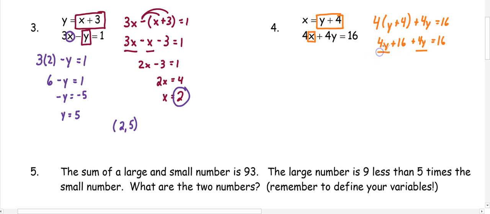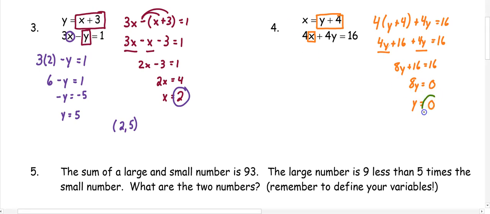So when I distribute, I get 4y plus 16 plus 4y equals 16. So we have two y terms that we can combine together to get 8y plus 16 equals 16. So in order to get y by itself, I'm going to subtract 16 from both sides. 8y equals 0. Divide by 8, and y is 0. Remember that your variables can be equal to 0. So y has a value of 0.